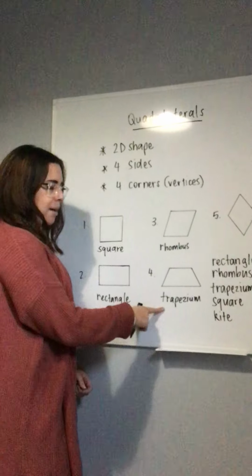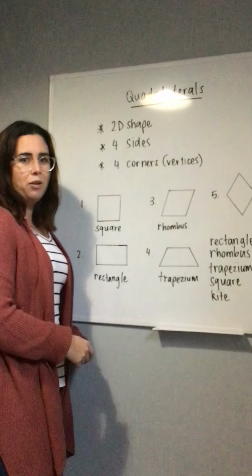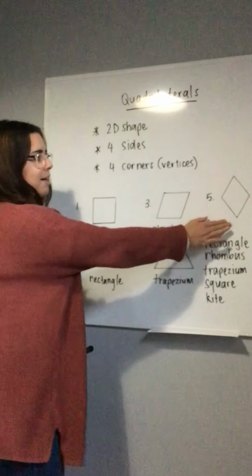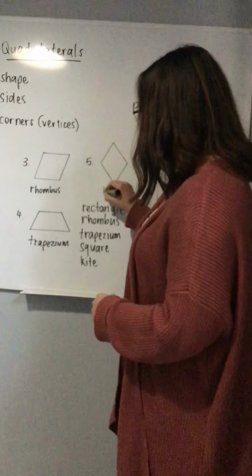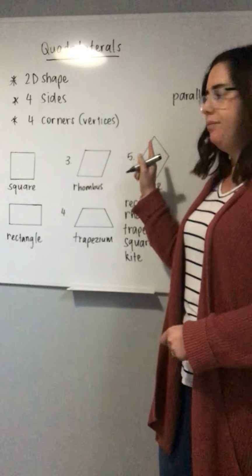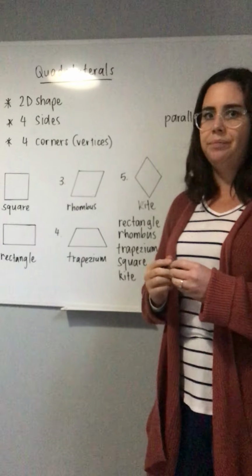Now sometimes you'll come across this shape as being called a trapezoid, and that's just the American way to call it. Still the same thing. And that means our last shape over here is a kite. It's a 2D shape, there's 4 sides and there's 4 vertices.